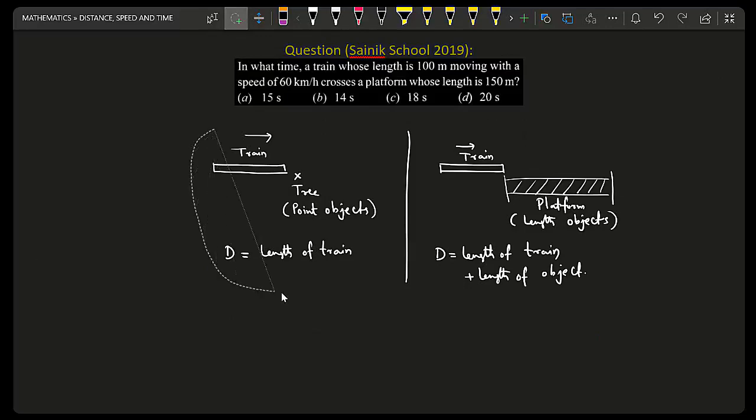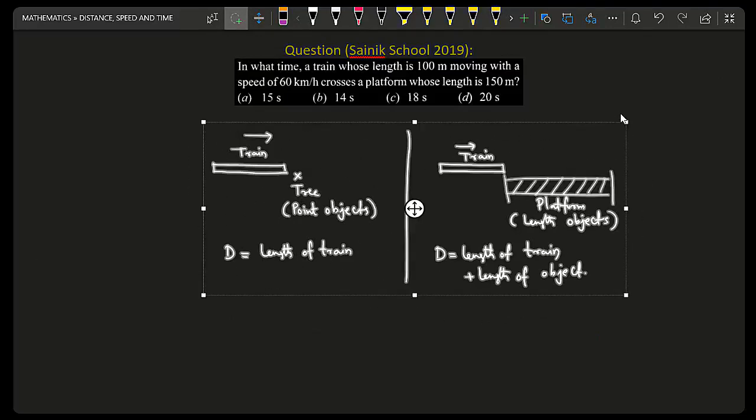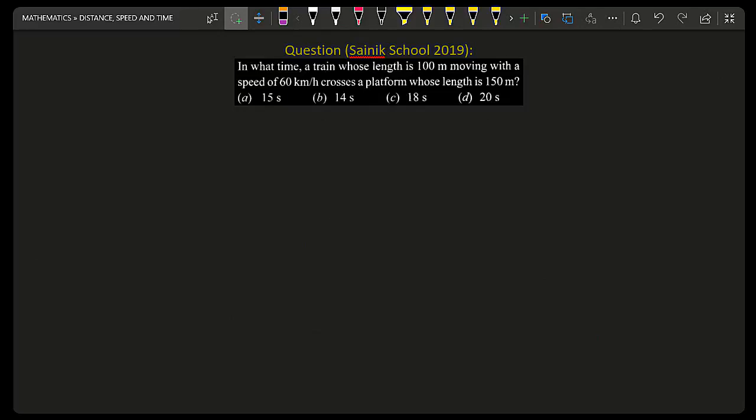Now, who is going to answer this question based on the concept? Who is going to answer? Manaswini, can you read the question? In what time does a train whose length is 100 meters, moving with a speed of 60 kilometers per hour, cross a platform whose length is 150 meters?